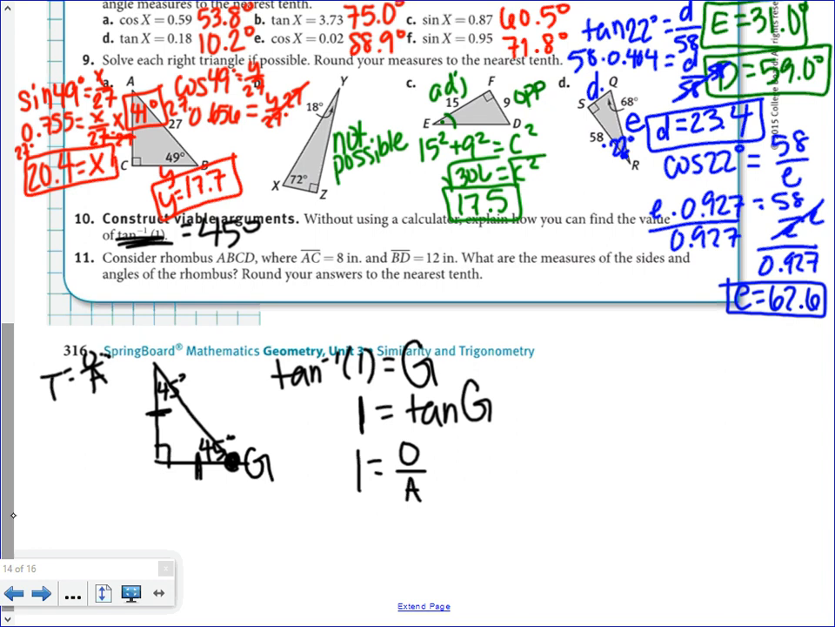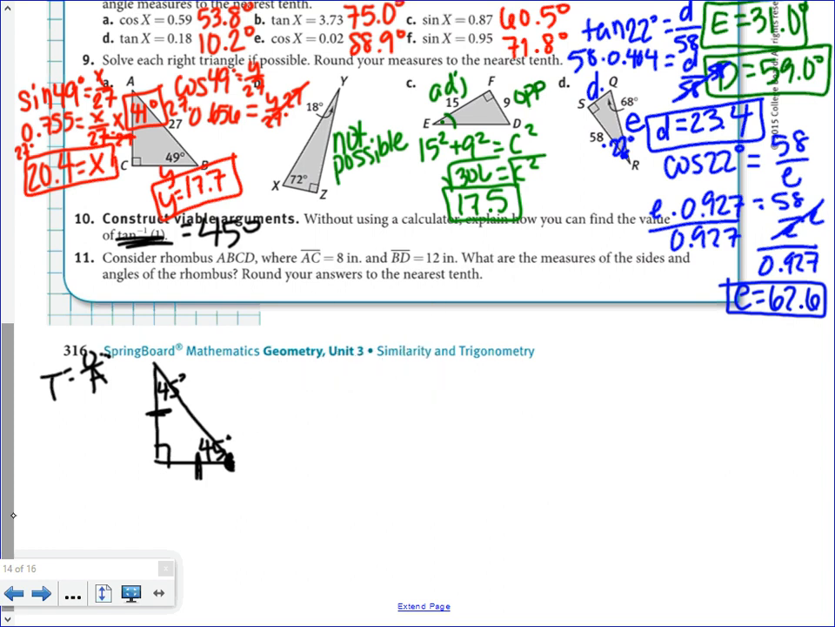So now let's look at number 11. We have a rhombus ABCD, and they tell you AC is 8 and BD is 12. What are the measures of the sides and the angles of the rhombus? So I'm going to erase this. That's a terrible rhombus. It's a little bit better. So we know that all of these sides are the same because it's a rhombus. So A, B, C, D. They tell you A to C is 8 and B to D is 12.